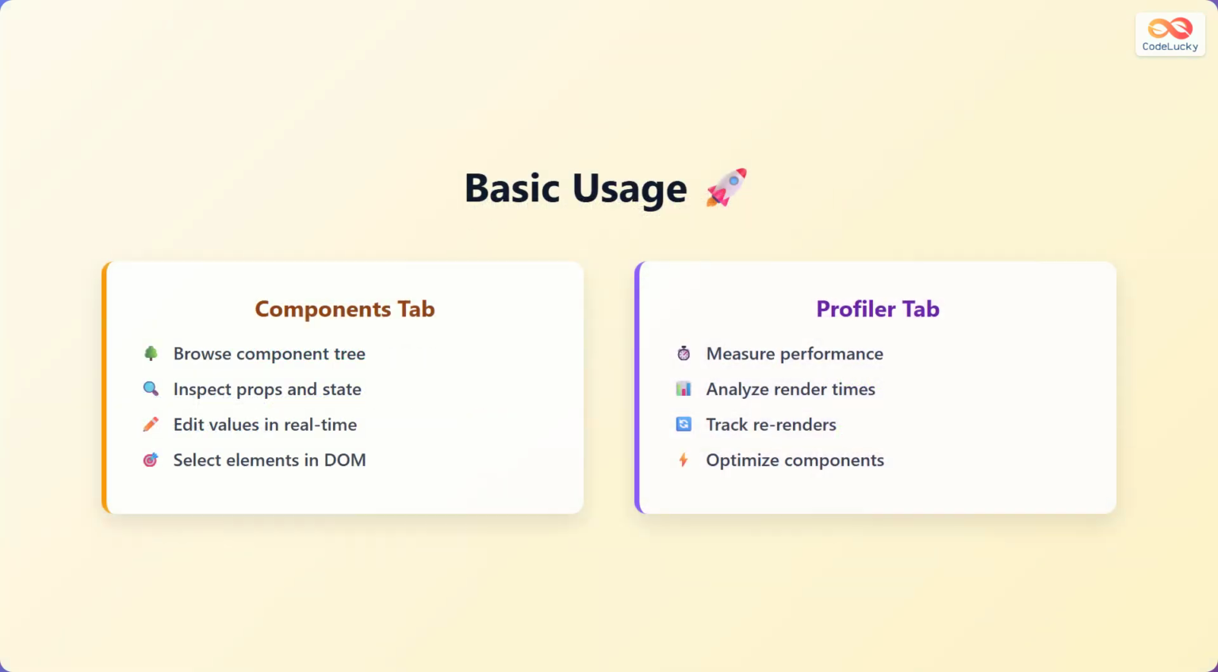Let's explore the basic usage of React DevTools. The Components tab allows you to browse the component tree, inspect props and state, edit values in real time, and select elements in the document object model. The Profiler tab allows you to measure performance, analyze render times, track re-renders, and optimize components.